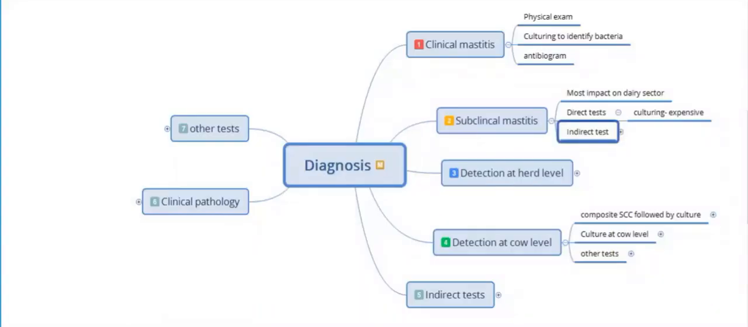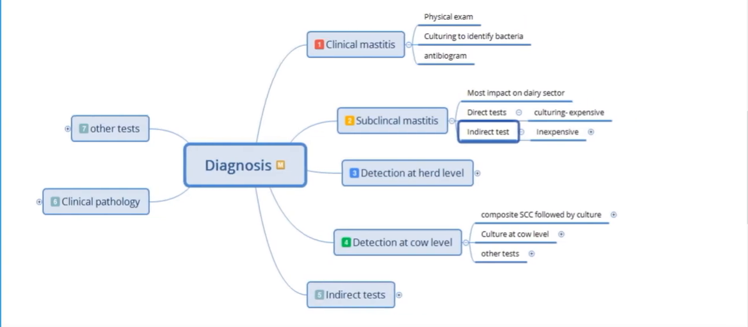Indirect tests are relatively inexpensive, and most of these tests are cow side in nature. That means you can do this test standing next to a cow, you will get the result immediately, or you can assess the result immediately, and then you can say if the cow is affected or not affected. So those are the peculiarities of indirect tests.